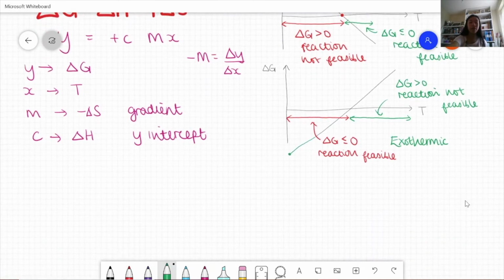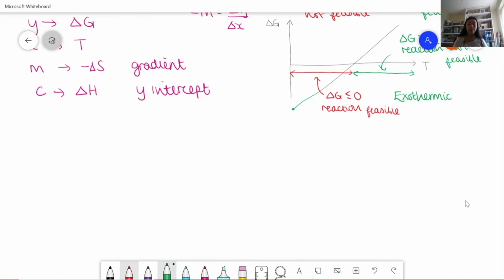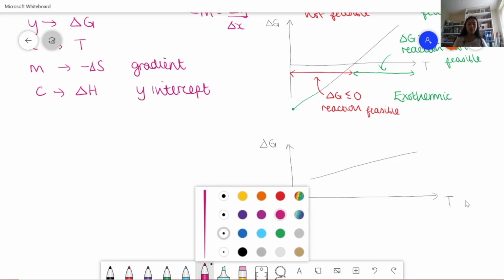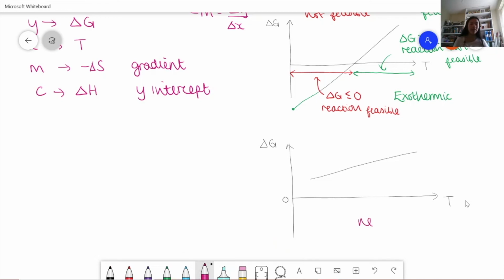If we do have a graph that looks kind of like this, with temperature on the x-axis and delta G here, and it looks as though it will never cross the x-axis where delta G is equal to 0, then that means this reaction will never be feasible. This is never feasible, because delta G is always bigger than 0.